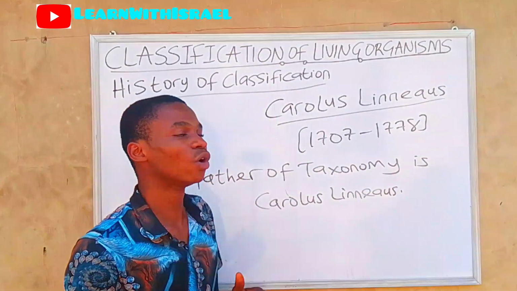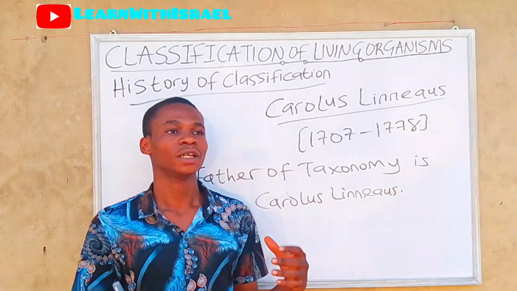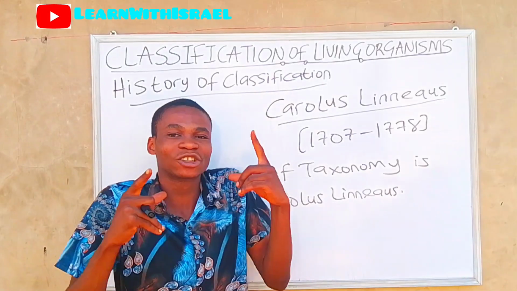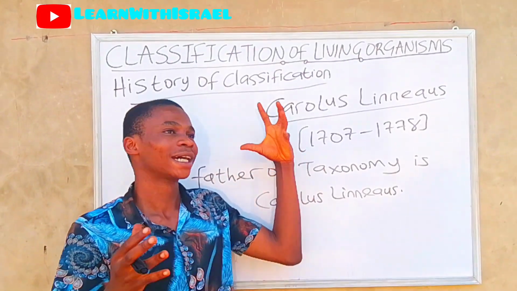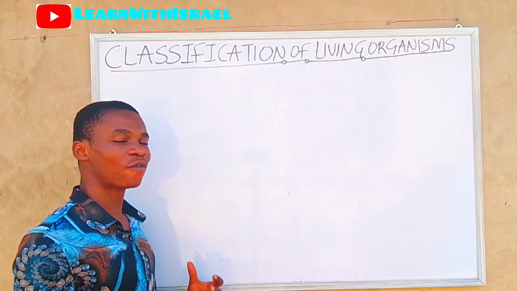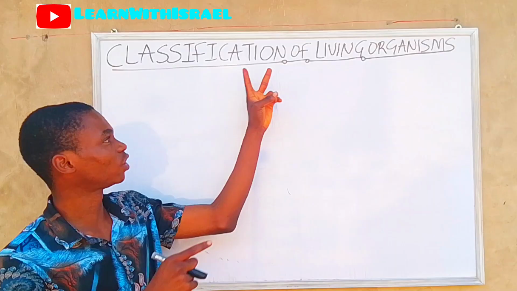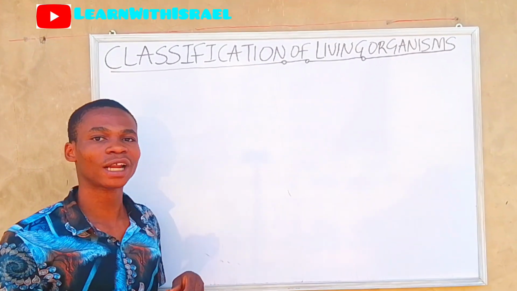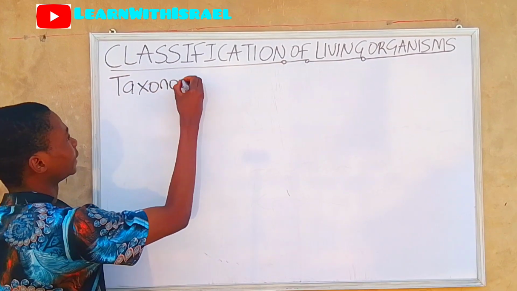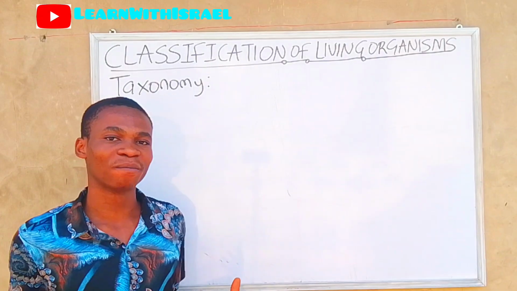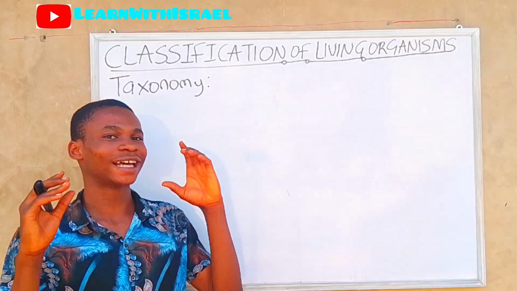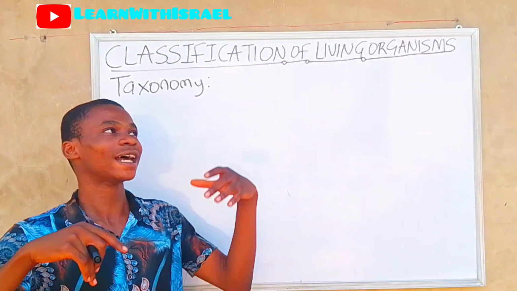Since we know how the history evolved, now let's talk about taxonomy. We need to talk about taxonomy because taxonomy is like a broader version of classification. Classification is still under taxonomy. So far, we've talked about the definition for classification and the history. Taxonomy is the broader version of classification. Taxonomy is a branch of biology that deals with the classification of living organisms. As you can see, classification of living organisms is still under taxonomy.